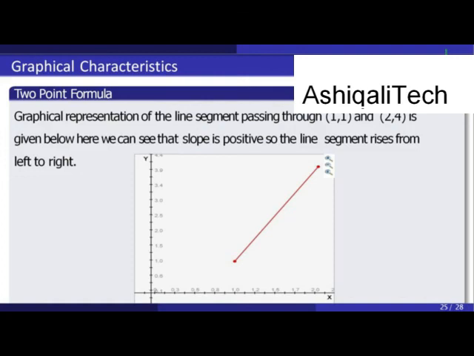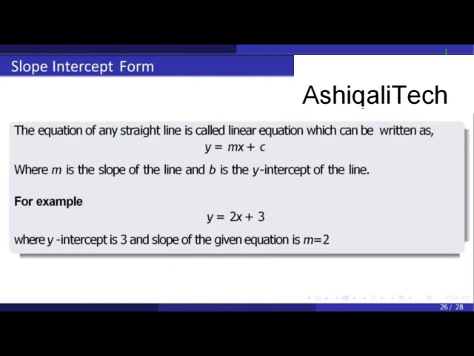Dear students, now we give you another form of the equation. The equation of any straight line is called a linear equation, which can be written as y is equal to mx plus c, where m is the slope of the line and c is the y-intercept of the line. For example, if we write y is equal to 2x plus 3, then the y-intercept is 3 and the slope of the given equation is m is equal to 2.